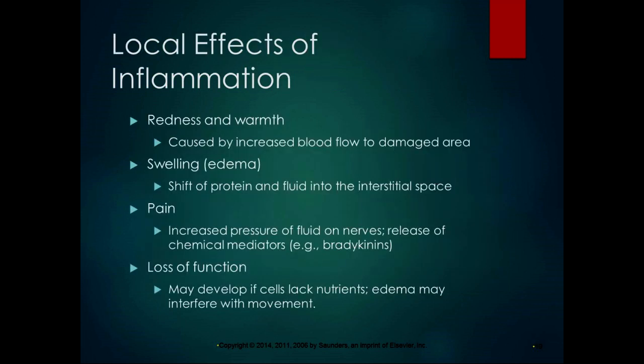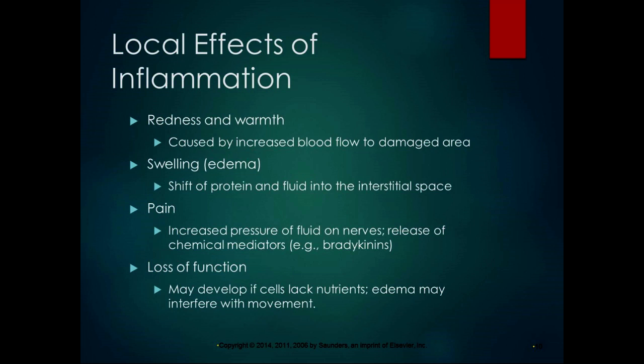So, local effects of inflammation: redness and warmth, and that's caused by the increased blood flow to the damaged area, that increased capillary permeability. Swelling or localized edema is a shift of protein fluid into the interstitial space. So we increase capillary permeability so we can get the fluids into the interstitial space and get those cells out there doing what they need to do. Pain can be caused by increased fluid pressure on the nerves and release of those chemical mediators. And loss of function can develop if cells lack nutrients, and edema may also interfere with the movement.